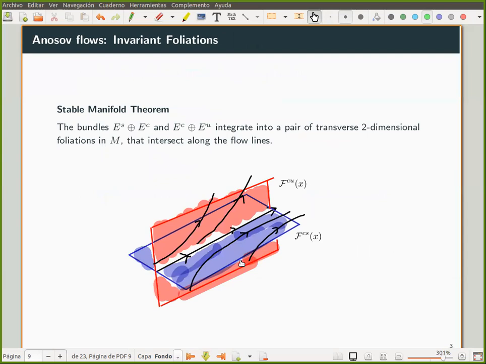An important property of Anosov flows is the stable manifold theorem. This theorem states that the plane bundles given by E^C plus E^S or by E^C plus E^U are integrable and they integrate into a pair of transverse two-dimensional foliations that intersect along the flow lines.